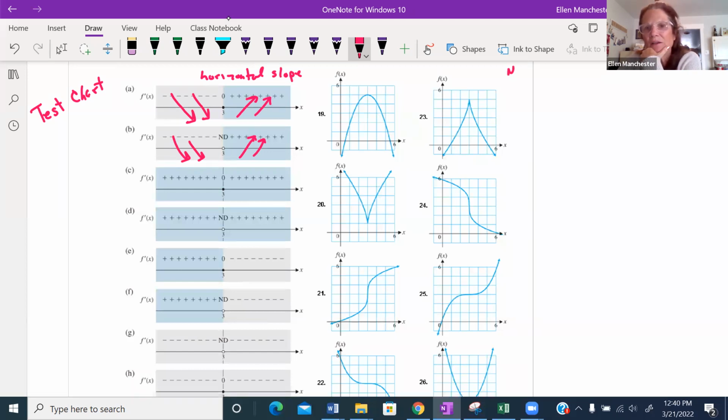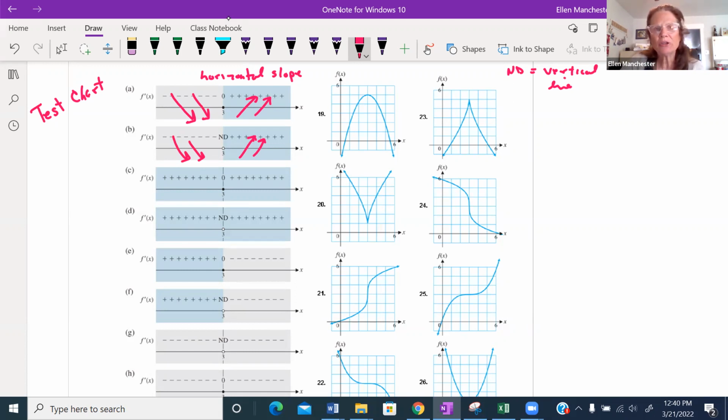ND means it's a vertical line. Okay, so ND means not defined. So if you remember the vertical, if you have a vertical line, you have an undefined slope, and that's what that means.